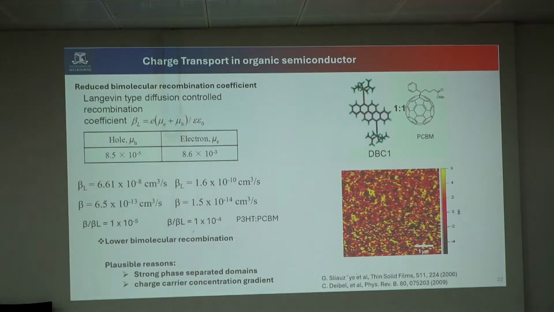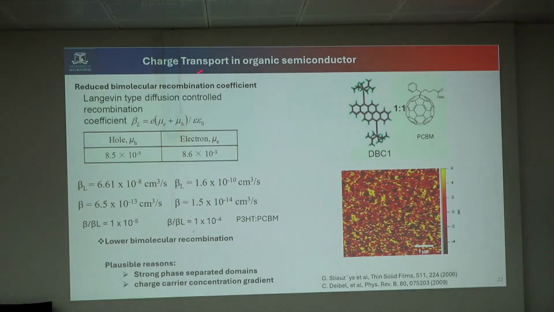And another thing is how we can extract. So far, I've been talking about how the charge transport is happening and how the good mobility arises. When this charge moves, what is the recombination effect? If the electron is moving on the acceptor phase, there should be a hole that will come. When the electron meets the hole, it will recombine. So what is the recombination? One factor is called Langevin type diffusion controlled recombination. That also we can calculate.